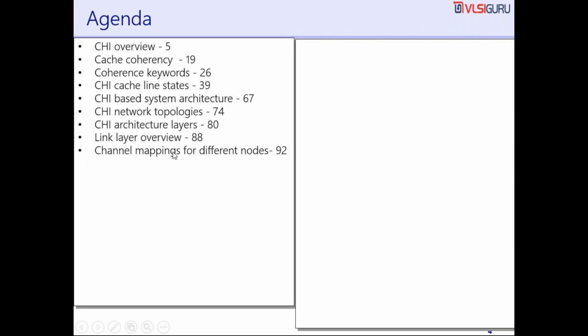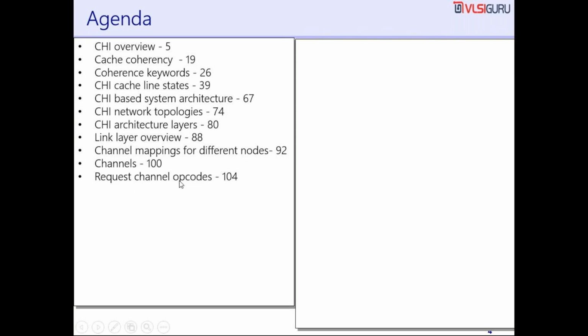The Chai protocol is implemented as different channels. So we'll be discussing what are the signals channels mapping for different nodes. Let's say it could be requester node, or it could be the slave node, subordinate node. So what are the different channels that are present at each of these nodes? We'll talk about that. Then we'll also talk about the different channels. There are around 6 channels, and we'll talk about what are the signals that constitute this channel.